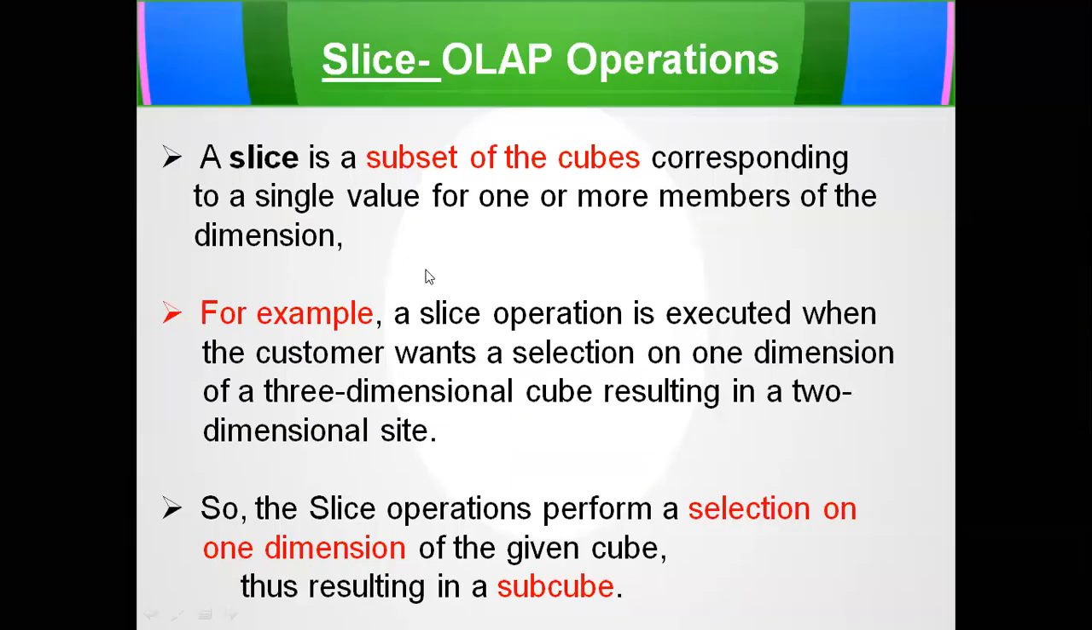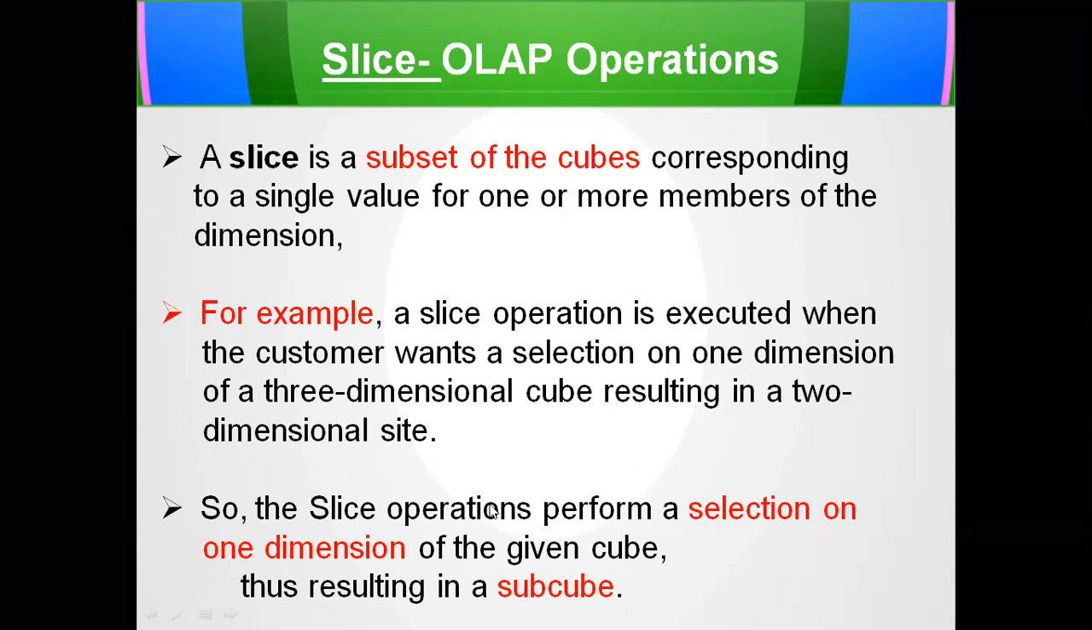Then slice operation is similar to the project operation. Slice is a subset of the cube corresponding to a single value for one or more members of the dimension, right? So for example, if the manager wants to analyze only one particular quarter, to analyze the sales of that business for a particular quarter, that we can do with the help of slice operation. So that slice operation will retrieve the slice of quarter 1 only, for example. So slice operation performs the selection on one dimension of the given cube, and that results in a subcube.